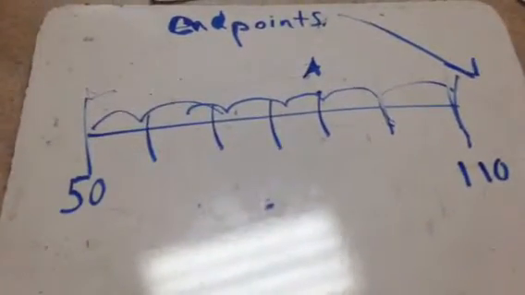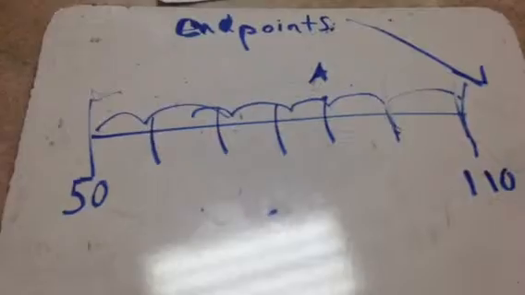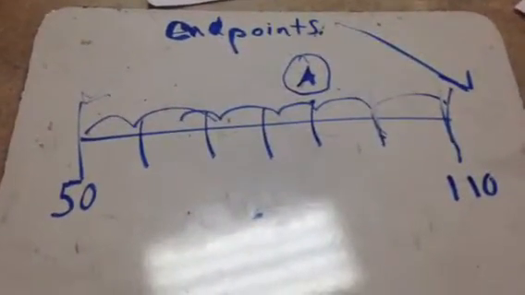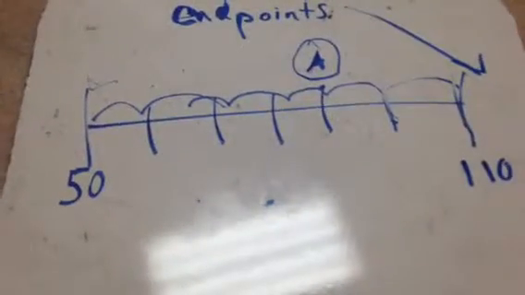So this is one way that you can find out what a certain value is on the number line when you know something about the number line.